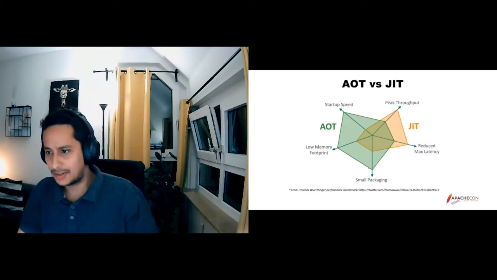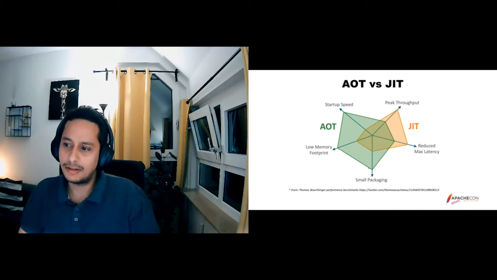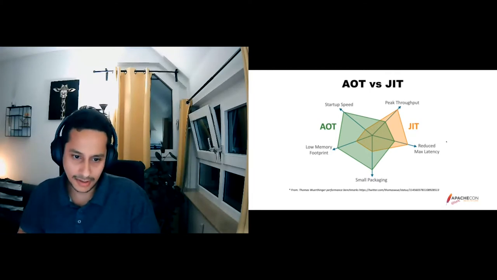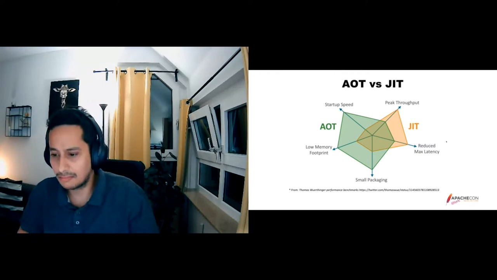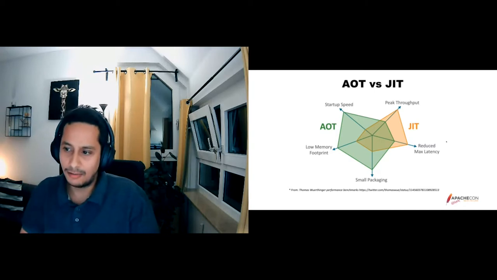If you look at this small diagram here, we can see that, looking at the JIT as a just-in-time compiler, it is very good at throughput. That means that the more requests it gets, the faster it gets, and that's quite expected from the JIT, because it has a better view of your system and a better way of reacting to it.